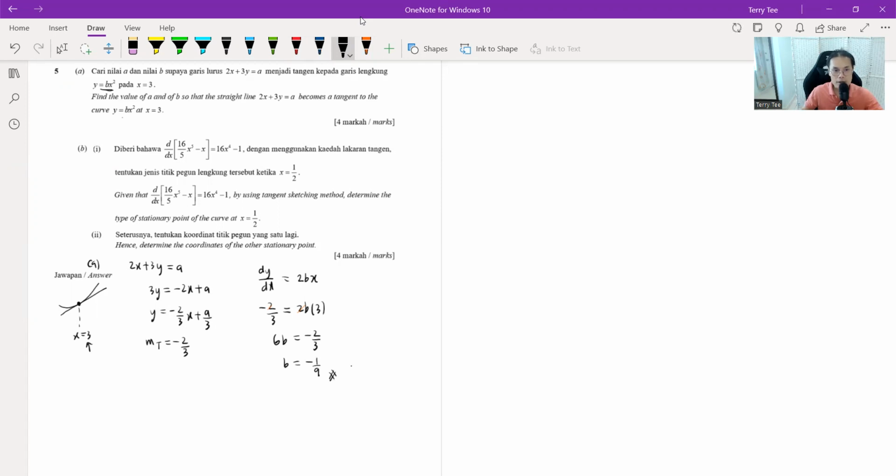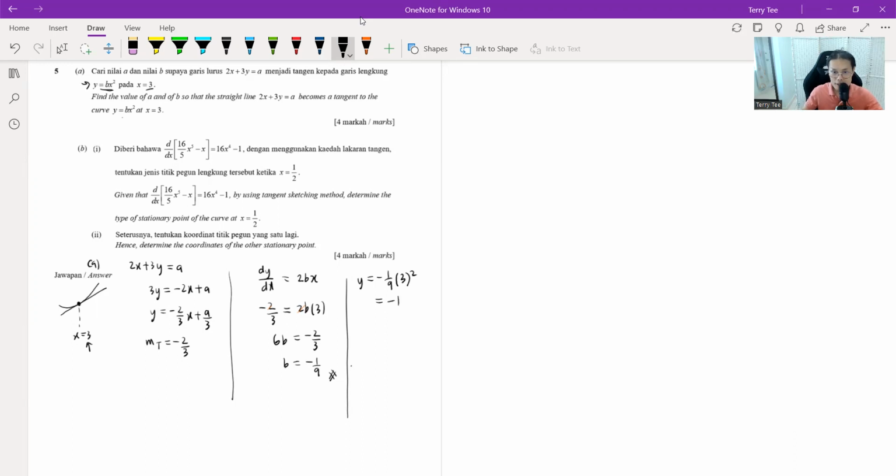Okay, but how do you find the value of a? Now, before you find the value of a, we need to find your y coordinate when your x is 3. So going back to this equation here, my y is now b, negative 1/9. My x is now 3. You square it. My y value is negative 1.